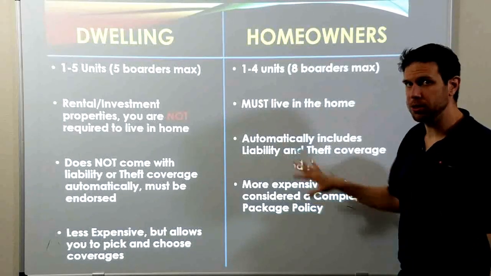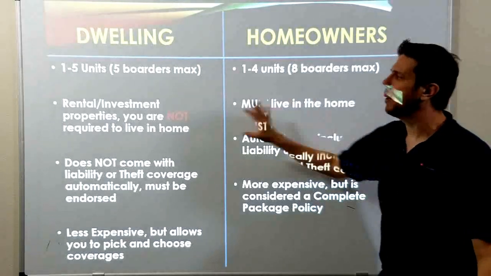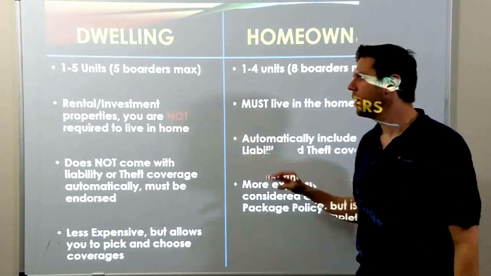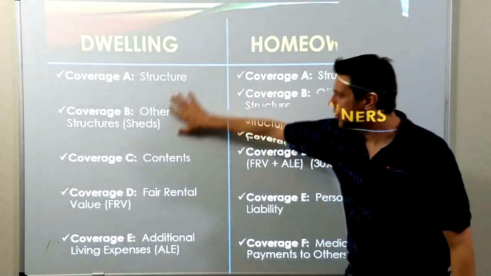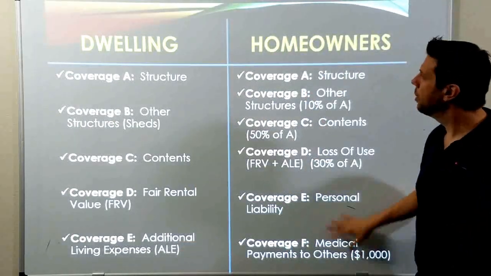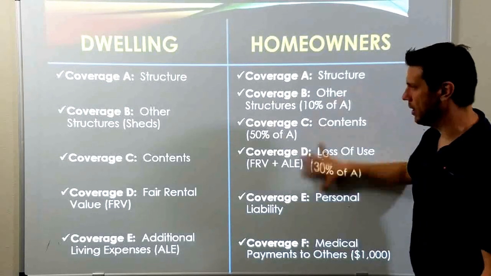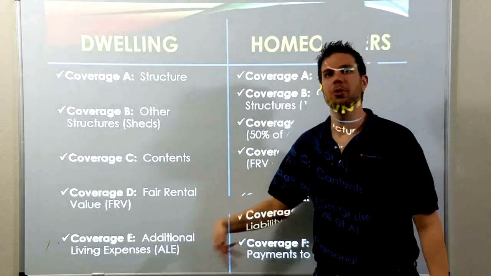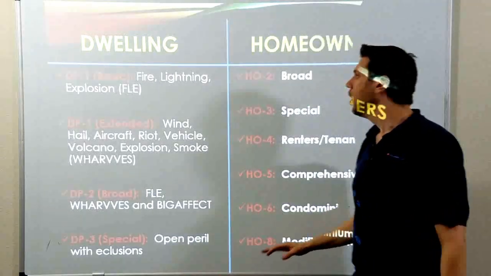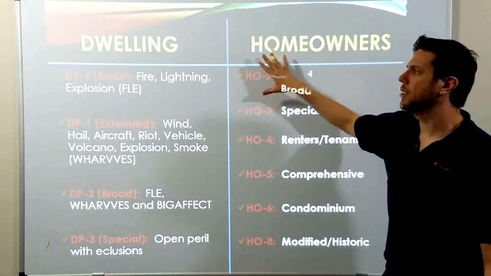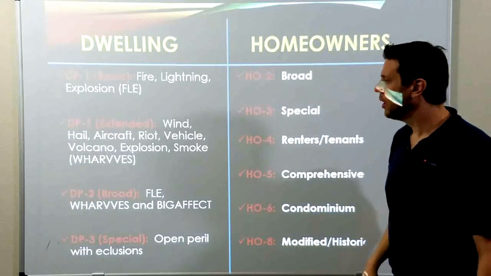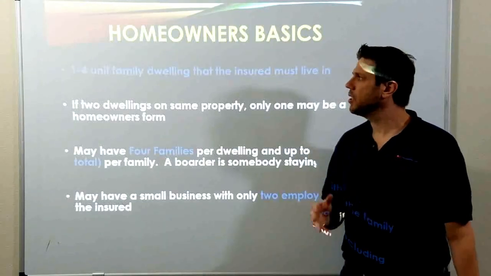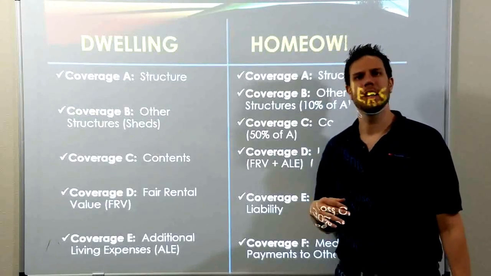So homeowners and dwelling policies are very similar, but they're also very different. They have the same coverages that you can get, but homeowners gives them to you in a package. Dwelling, you have to choose the ones you want. There is no basic policy under homeowners because homeowners is better insurance than dwelling. So anyway, let's continue on into the next chapter.